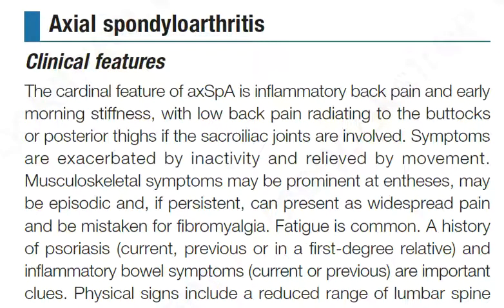Axial spondyloarthritis. Clinical features. The cardinal feature of axial spondyloarthritis is inflammatory back pain and early morning stiffness, with low back pain radiating to the buttocks or posterior thighs if the sacroiliac joints are involved. Symptoms are exacerbated by inactivity and relieved by movement.